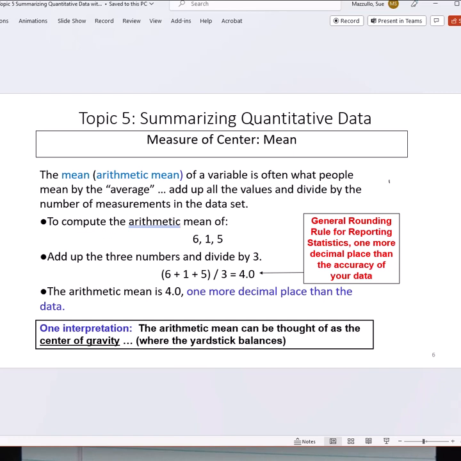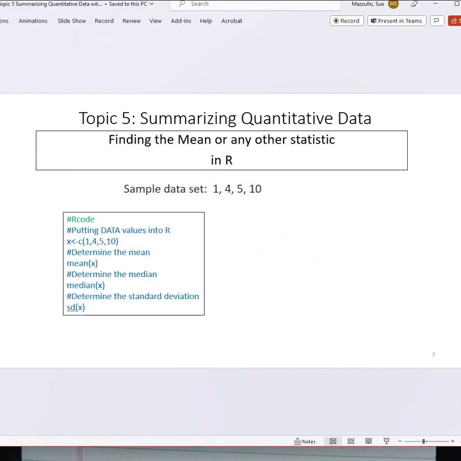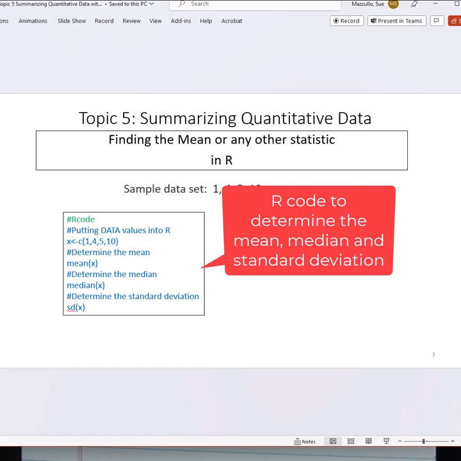So let's look at one of our measures of center called the mean, the arithmetic mean. It is what we often do when we get the average, like our average in school. To compute it, you add up your data values and divide by how many you have. It can be thought of as the center of gravity. So if I had this data set, 1, 4, 5, and 10, I'd add them all up, divide by how many, and I would get the mean. Below you will see the R code for calculating the mean of this data set.